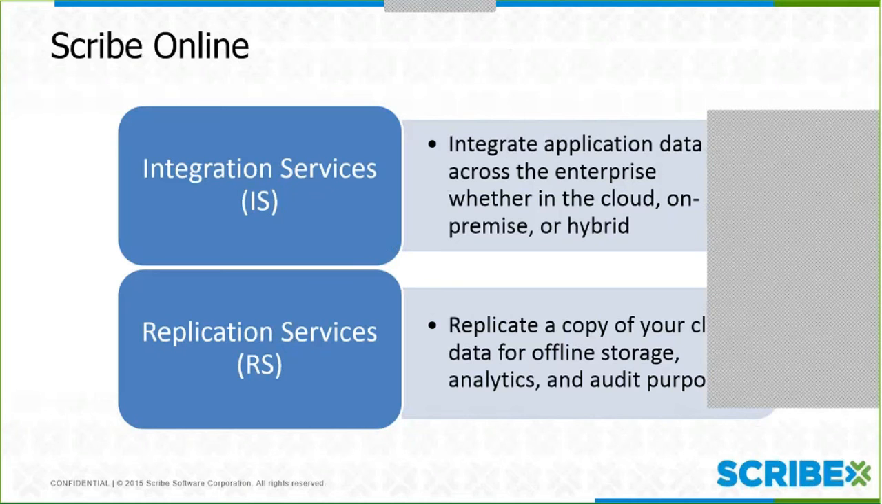Now, when we talk about our services for our cloud-based platform, Scribe Online, there are two major services that we provide. One is our integration service, which really allows our end customers to integrate application data across their enterprise, whether it's cloud, on-premise, or hybrid. And it is a cloud-based service, and it does run in Microsoft Azure. Now, our replication service, which is what we'll be talking about today, allows the end user to replicate their cloud CRM databases down to a local instance of SQL or an instance of SQL Azure or to Oracle.